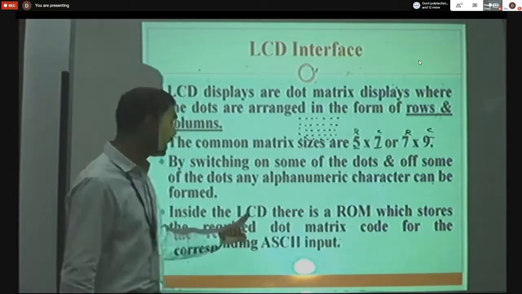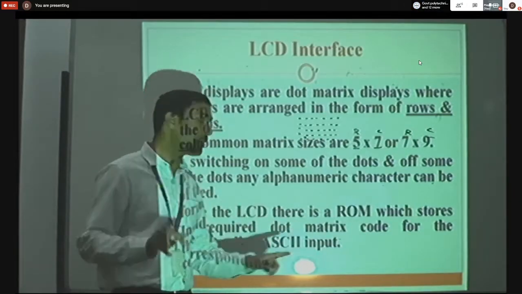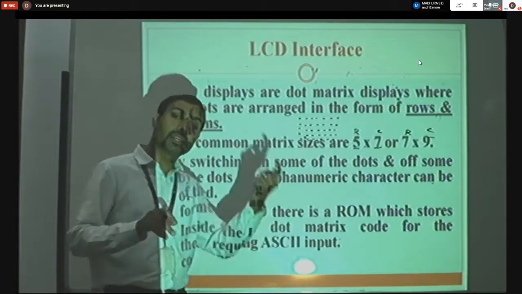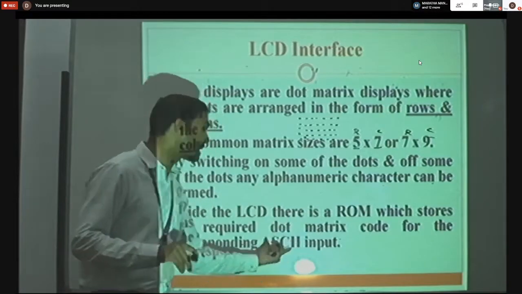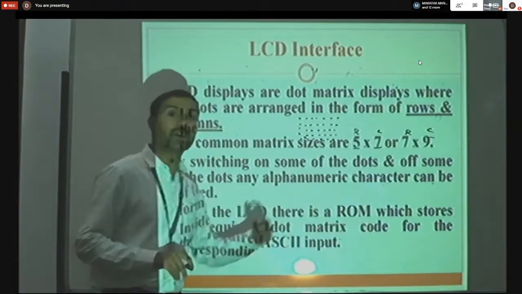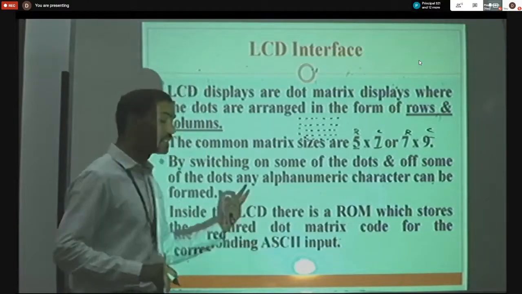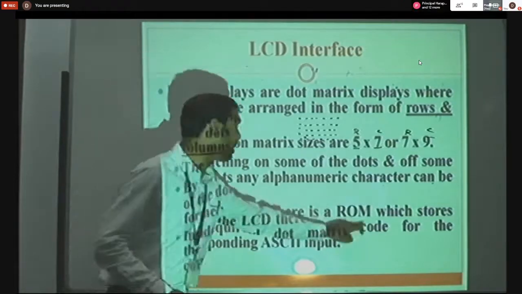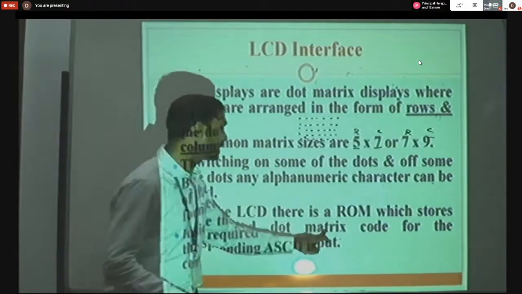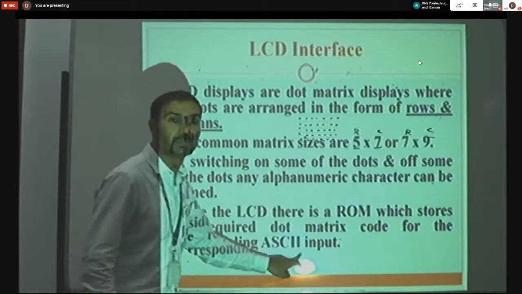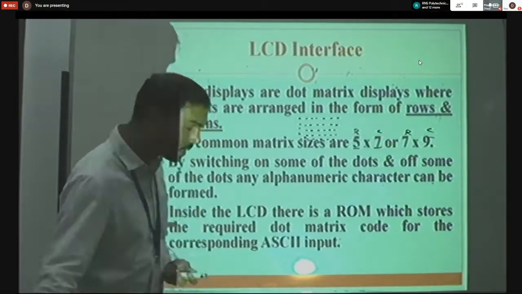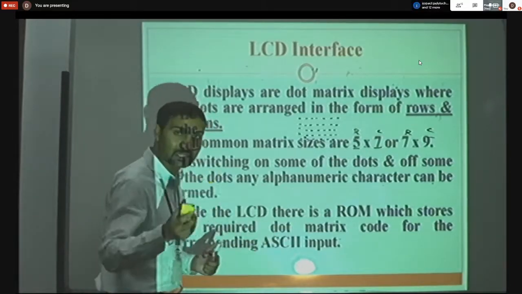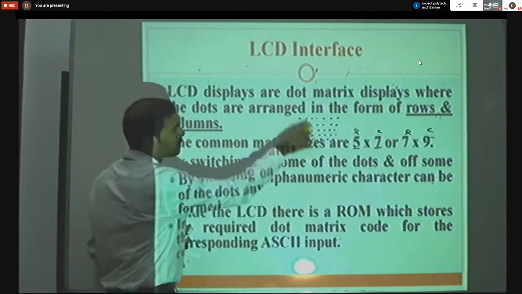Where exactly is the read-only memory? In the LCD. Each and every LCD display has the read-only memory. In that read-only memory, whatever inputs we give are first converted into ASCII. That ASCII is stored in the read-only memory. Then finally, according to that ASCII input, it will display the value through the LCD. So inside the LCD there is a ROM which stores the required dot matrix code for the corresponding ASCII input, and according to this ASCII input, the corresponding dot matrix code is displayed on the particular rows and columns of the display.